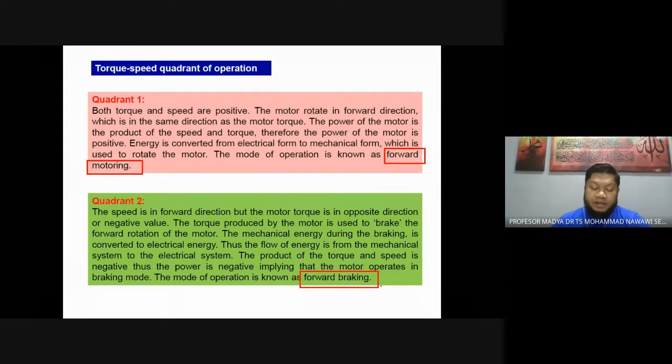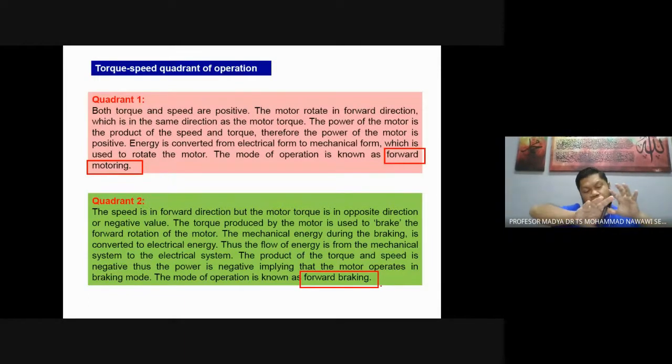So you brake. Your motor rotates in that direction, and somehow you make that you have an electrical torque which is opposed to that direction, the rotation of your rotor. So you want to brake, you want to slow down the rotor, and it is known as forward braking.